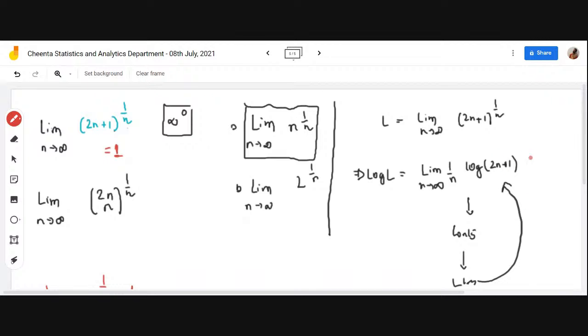Here, if you do that, you will see it's this log. If you take L'Hopital, you will take it by double differentiating it. It will turn out to be of the form 1 by n, which will be going to 0. So log L will be 0, L will be 1 over there. That's fine. So this is the idea.